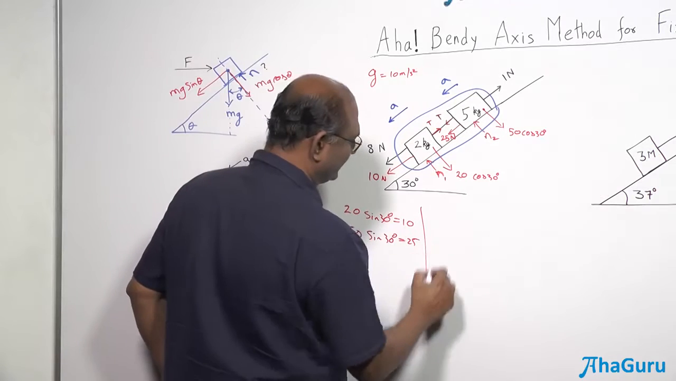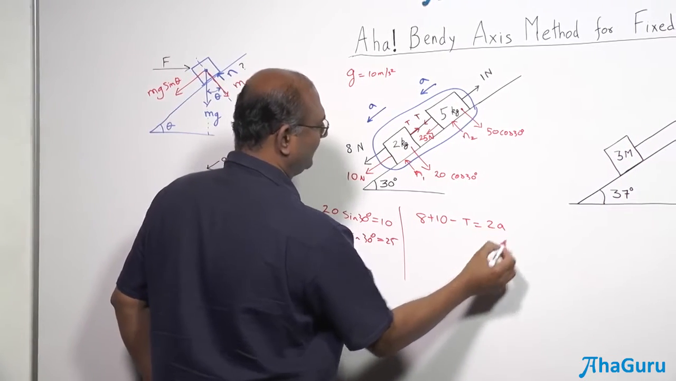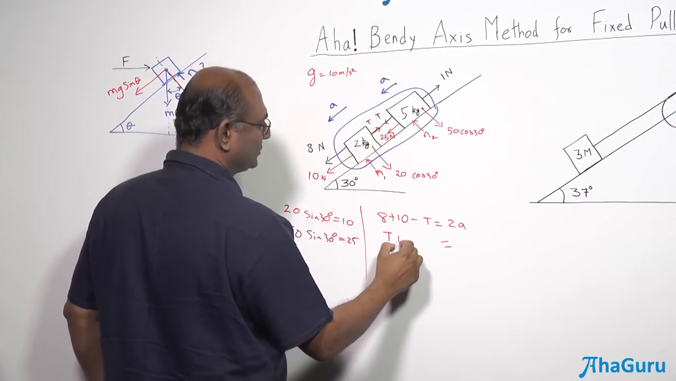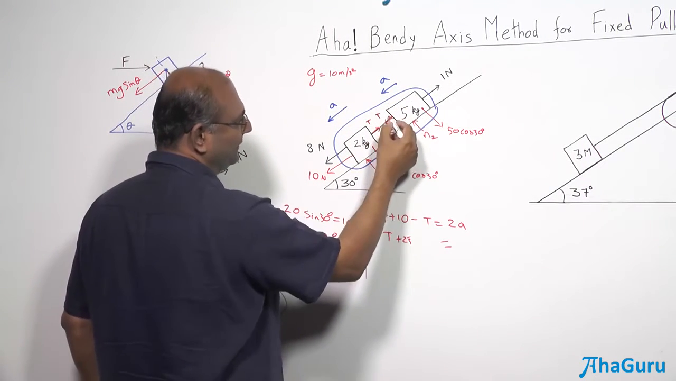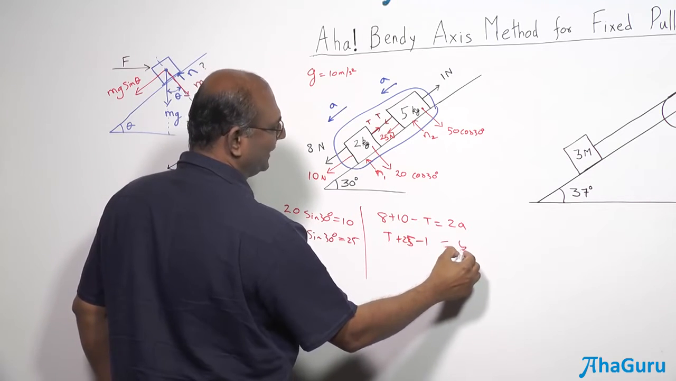You can write it like this. 8 plus 10 minus T is 2 times A. And then you can say in this direction, T plus 25, because T is this way and 25 is this way, minus 1 must be equal to 5A.